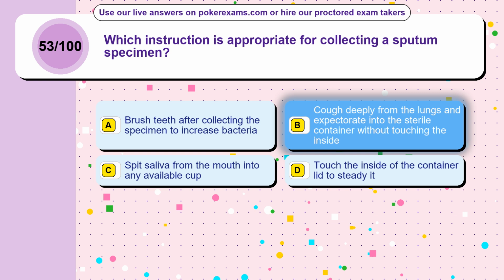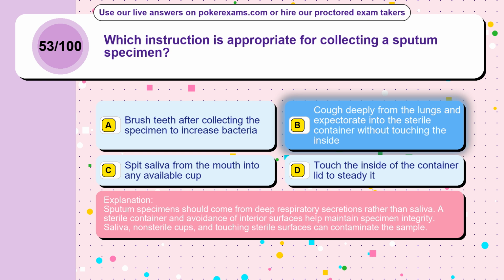Cough deeply from the lungs and expectorate into the sterile container without touching the inside. Sputum specimens should come from deep respiratory secretions rather than saliva. A sterile container and avoidance of interior surfaces help maintain specimen integrity. Saliva, non-sterile cups, and touching sterile surfaces can contaminate the sample.